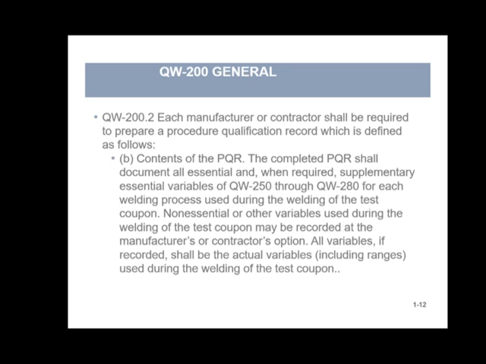But you're just recording on the PQR when you're doing a test coupon. You're recording all the variables that were used, all the essential variables that were used in the production of that test coupon. Things like base material, filler metal, was it manual? I don't know if manual is one of them, but shielding gas, purge gas, post-weld heat treat, preheat, things like that can be essential variables. So you need to be cognizant of those, and when you're doing a PQR, you need to record them.